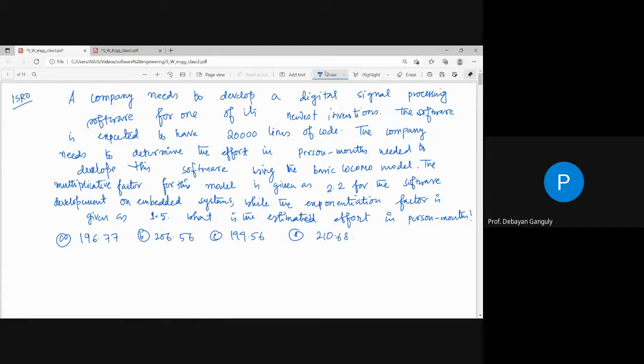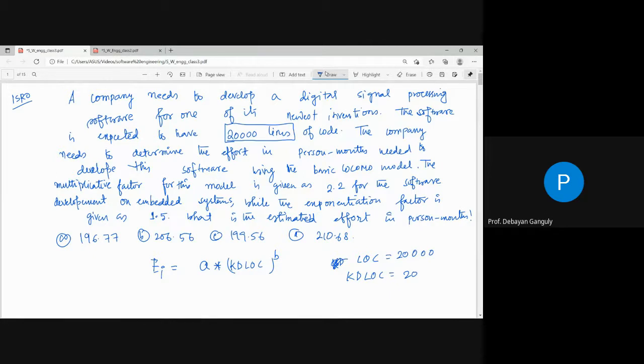So in that particular question, they are using the basic COCOMO model. Let's see what is given in the options. In that case, the formula for the initial estimate is A multiplied by KDLOC to the power B. That is a simple formula. In the question, the number of lines of code is given as 20,000 lines of code. If we convert to KDLOC, we have to divide by 1,000. That means 20.